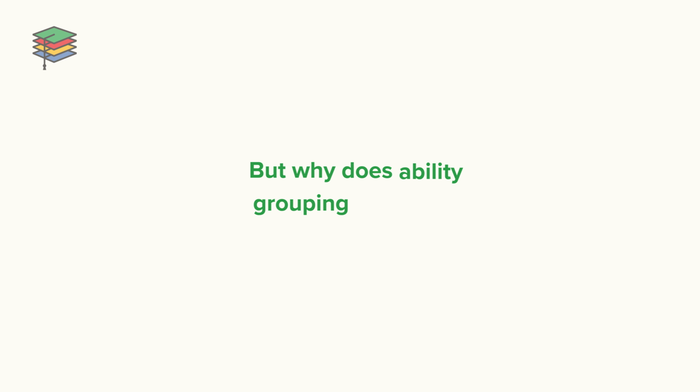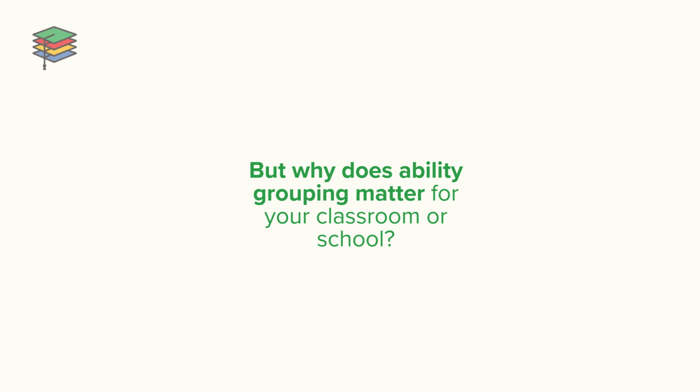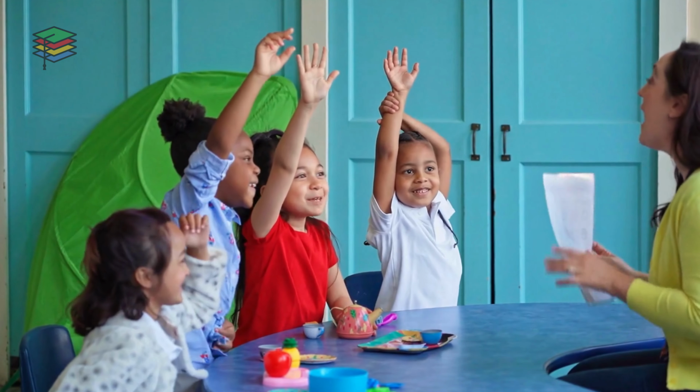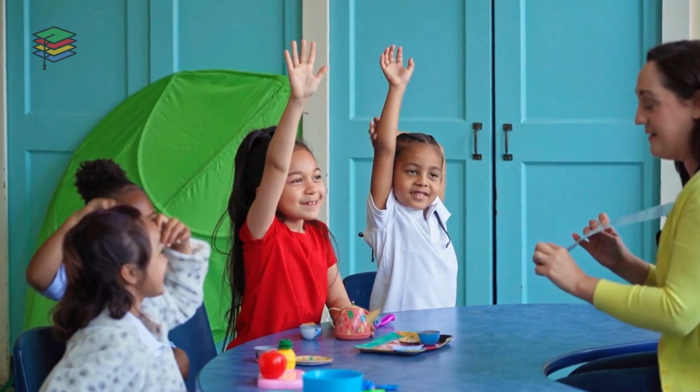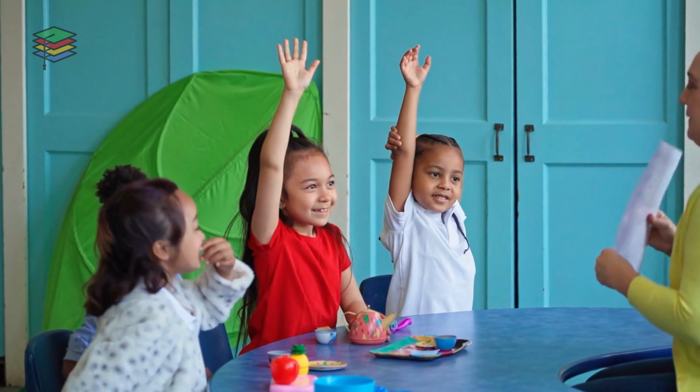But why does ability grouping matter for your classroom or school? Because this practice is not inherently good or bad. It's a tool. Like any tool, its impact depends on how it's used. When implemented thoughtfully with flexibility and equity in mind, ability grouping can support differentiation and help more students engage with learning at the right level of challenge. On the other hand, when it becomes fixed, labeled, or disconnected from meaningful instructional changes, it can unintentionally limit opportunity and reinforce inequities. The goal isn't to avoid grouping altogether to prevent labeling or insecurities. The goal is to use grouping in service of true student growth.